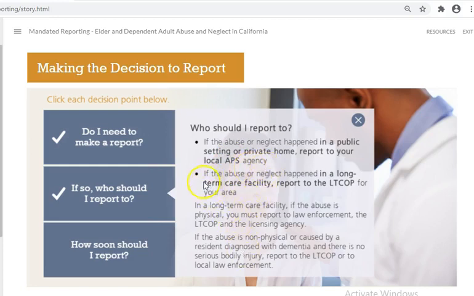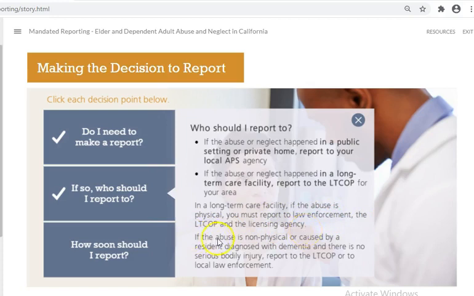If the suspected abuse or neglect occurred or is taking place in a long-term care facility, no matter how slight, report to the Long-Term Care Ombudsman Program for your area. If the abuse or neglect in a long-term care facility is physical, you are required by law to report to law enforcement, the Long-Term Care Ombudsman Program, and the licensing agency.